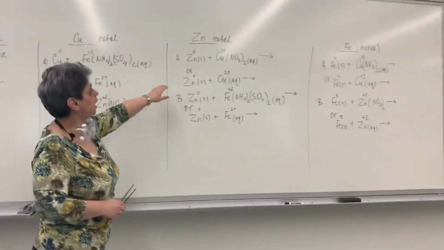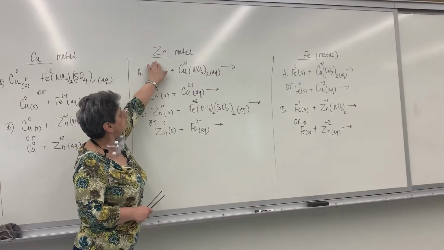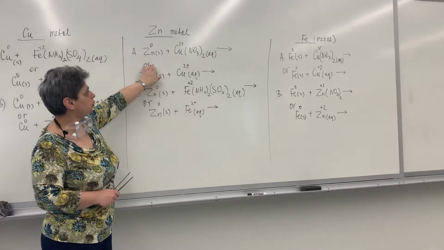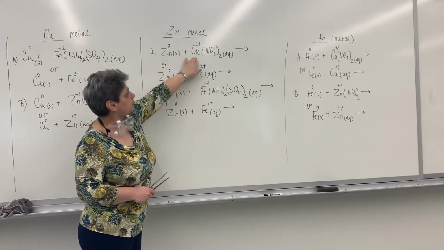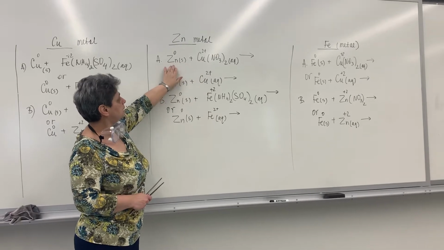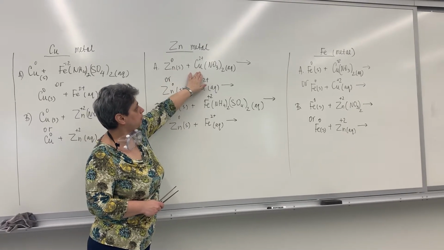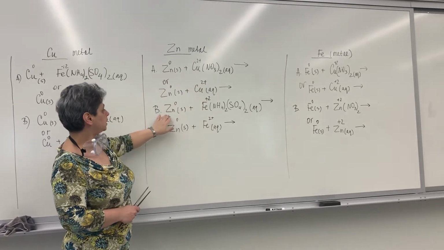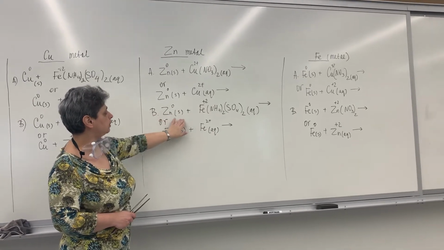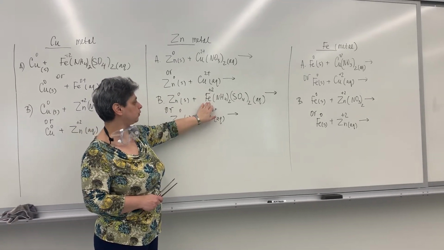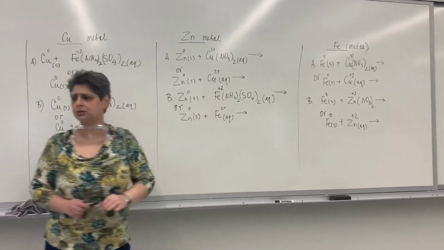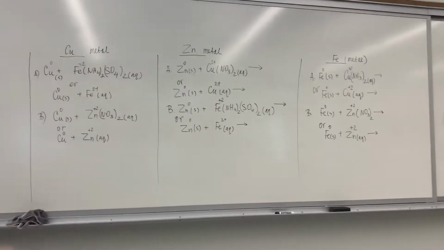Next, we're looking at zinc metal. And zinc has been combined with two salts, copper nitrate. So I took a piece of metallic zinc and I put it in a solution of copper nitrate. And the second one is a piece of zinc that had been placed in a solution of ferrous ammonium sulfate. And we're going to take a look at those two beakers next.